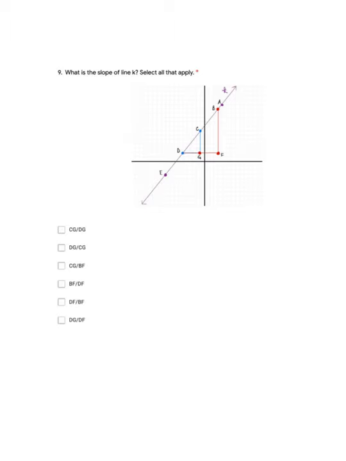What is the slope of line K? Select all that apply. So in order to find slope, we know that we must rise. So if I want to go from point D to point C to find the slope of this line, I must rise and then run.